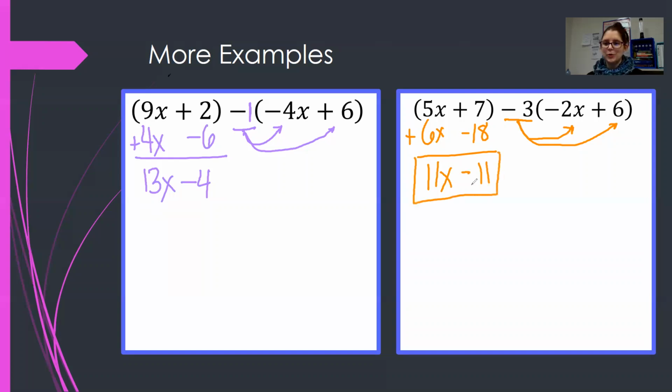And that is how we solve linear expressions that have subtraction in between 2 sets of parentheses. If you had trouble with the distributive property part of this, I encourage you to watch my distributive property video, which will also be linked in the description below.